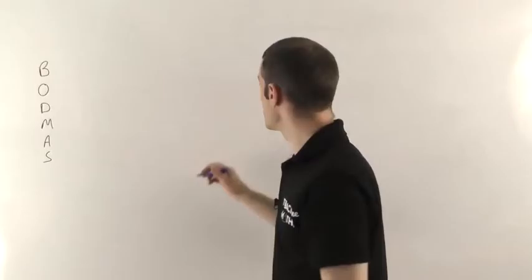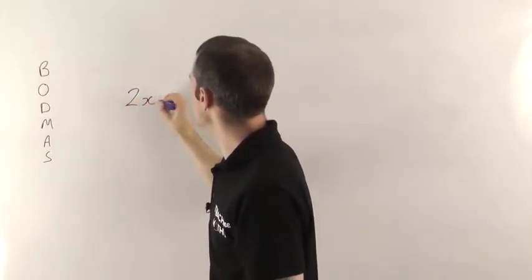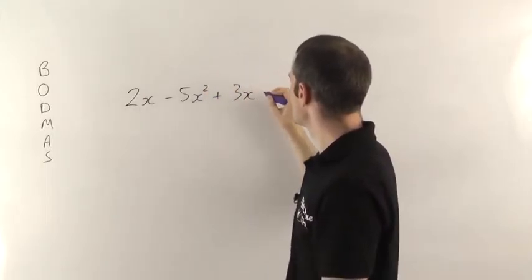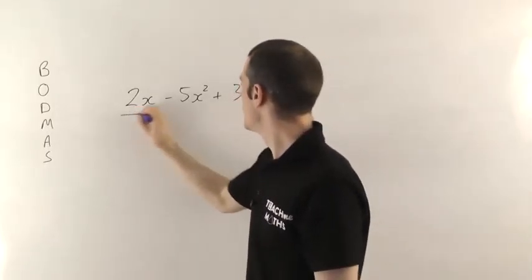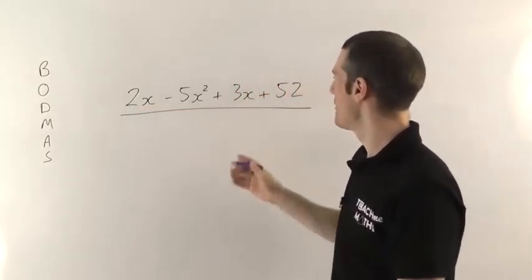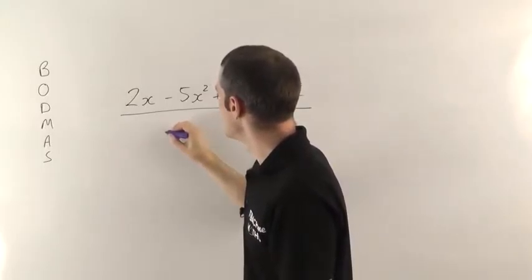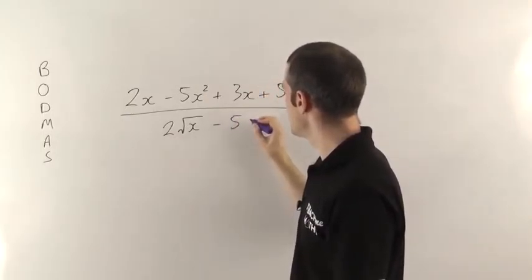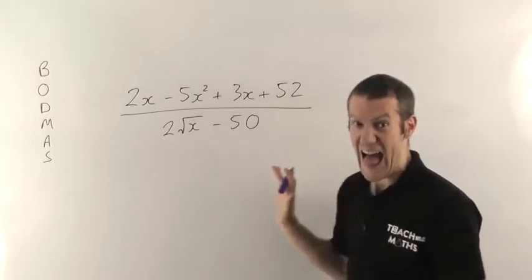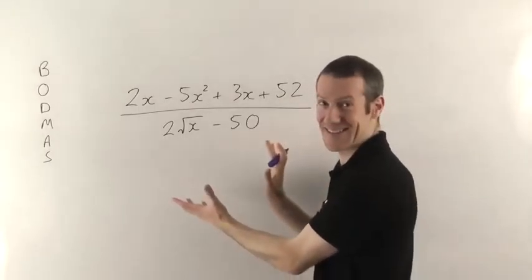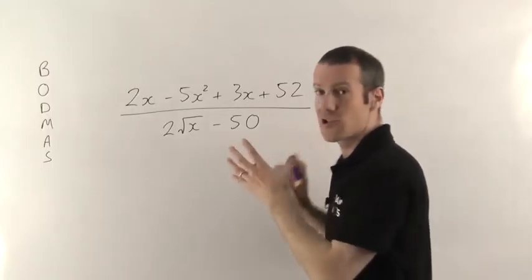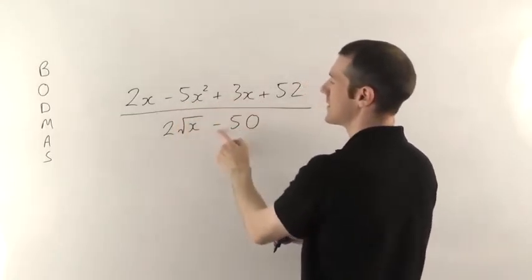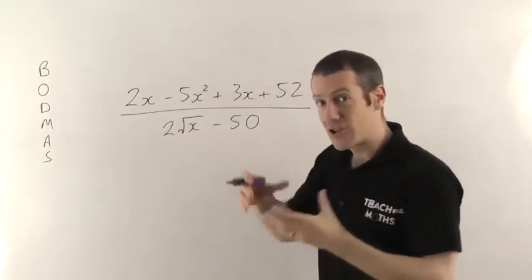Let me give you a bit of a crazy example to start with. So if we have 2x minus 5x squared plus 3x plus 52 on the top of a massive fraction, and on the bottom of the fraction we'll have 2 times the square root of x minus 50. What is it? It looks like a mess. Horrible to deal with. But the way you should look at this, when you see this kind of thing, the important things to bear in mind are, where are the adding and subtracting signs? Because they separate the terms.